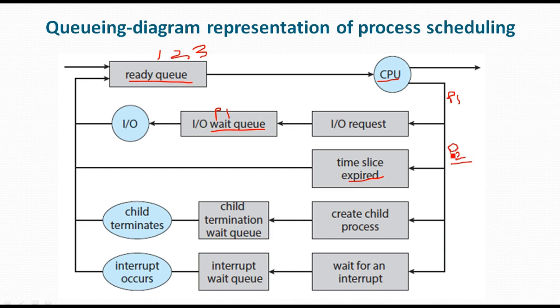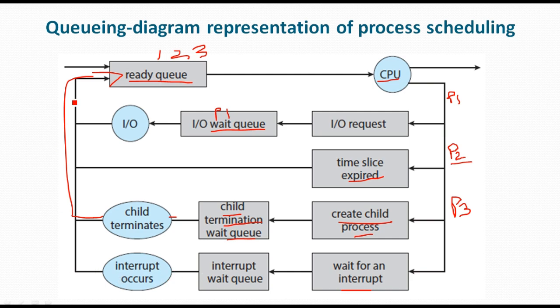If any process is creating a child process, let me take P3, it will create a child. So it will come to the child termination wait queue, then again go back to the ready queue. Similarly, wait for an interrupt. If any interrupt happens and a process is temporarily suspended for a while, it will be put into the wait for an interrupt queue, and from the interrupt wait queue it goes to the ready queue.